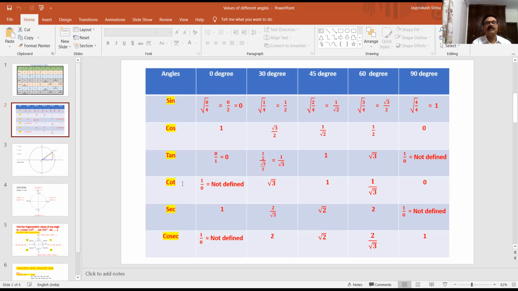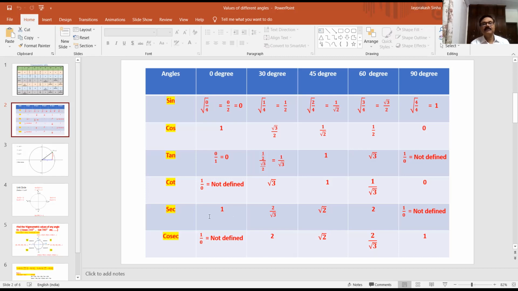Similarly, we know that cot theta is equal to 1 upon tan theta. So cot 0 is equal to 1 upon tan 0. What is the value of tan 0? 0, means 1 upon 0, not defined. In this way, we can find the values of cot. Cot 0 degree not defined, cot 30 degree root 3, cot 45 degree 1, cot 60 degree 1 by root 3, and cot 90 degree 0.